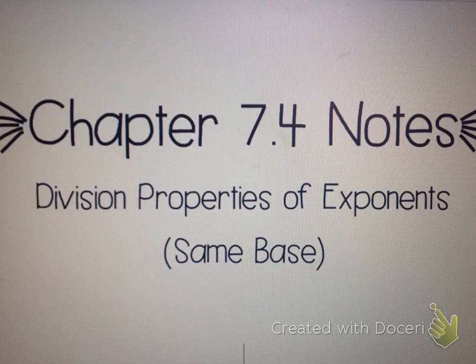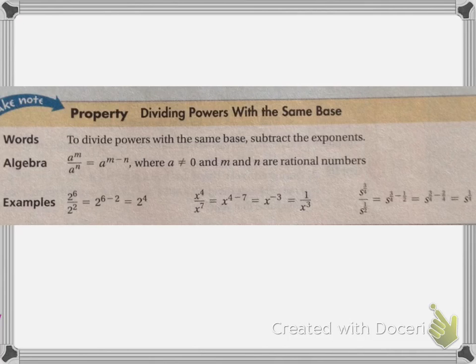Tonight we are going to do chapter 7.4 notes, division properties of exponents, and I've split this up into two parts. The first one is if the exponents have the same base. So if they do have the same base, here's the property, and it just says that you need to subtract the exponents. And it gives you some examples.